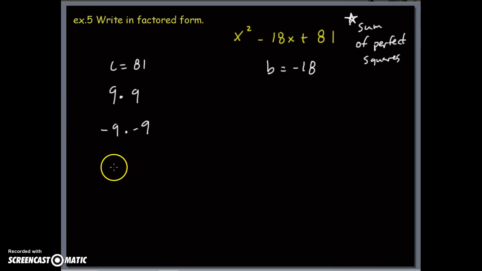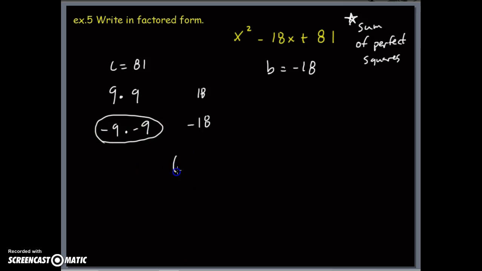There's obviously 18 times, I'm not sure, 18 times 4.5, but these are good for now. So 9 plus 9 equals 18, and negative 9 plus a negative 9 equals a negative 18. So you can see here that our factors are negative 9 and negative 9. That's the sum of perfect squares. When you add the factors together, they should add up to B, and then when you multiply them, they should multiply to C, and they're the exact same number.